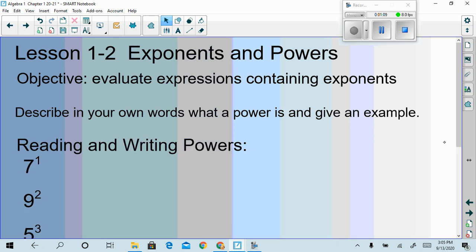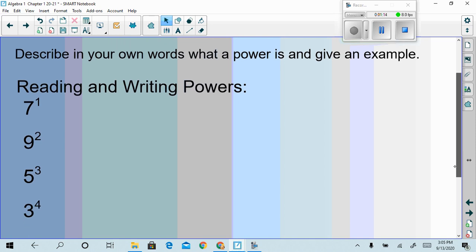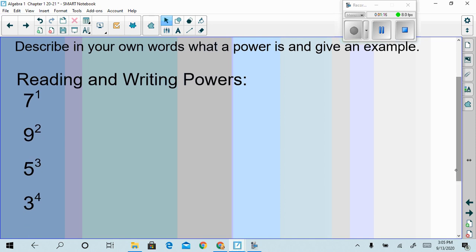Now let's talk about reading and writing powers. When I read a power, we know that the larger number is the base, and the smaller number, the superscript there, is an exponent. The first is read 7 to the first power. The second, 9 to the second power. It has a special name, and we call it 9 squared. We've got the third one there, which is 5 to the third power.